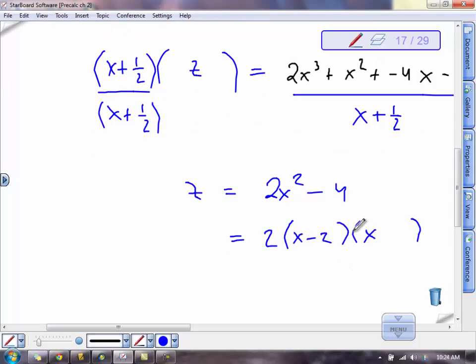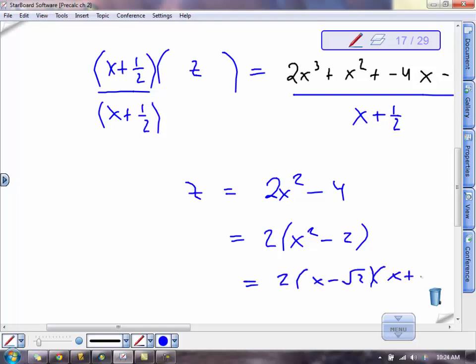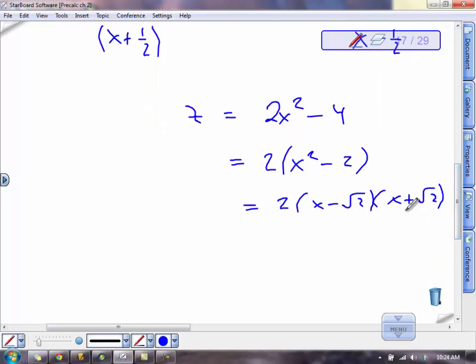Wait. I did that wrong. If you pull out a 2, then you have x squared minus 2. Now I recognize this is a difference of squares, which turns into x minus square root of 2 and x plus square root of 2. That makes sense because I can't have any more rational zeros.